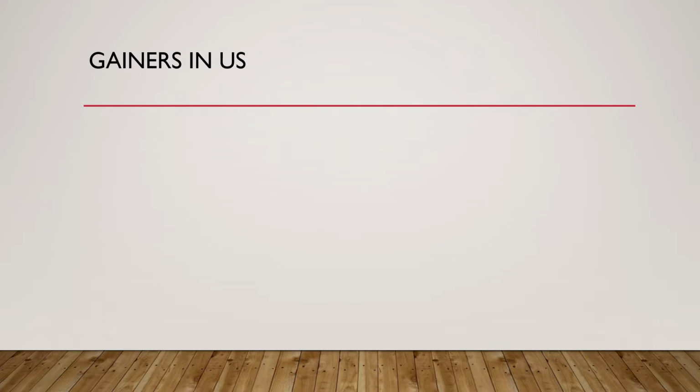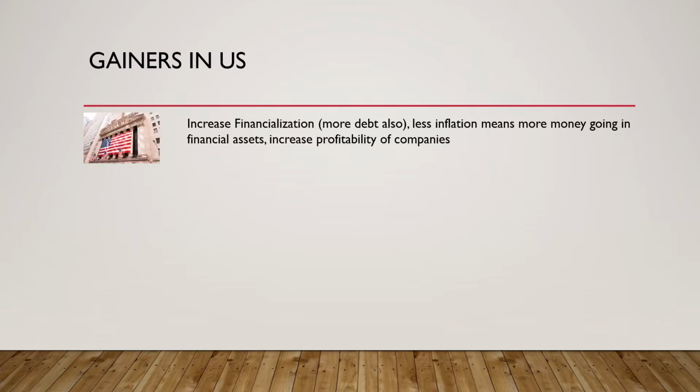So let's talk about who the gainers are and how they stack up in US. Biggest, I would say, the gainers are the financial institutions. Why do I say that? There will be increased financialization of the economy as there will be more debt in the economy. Less inflation would mean more money can go into the financial assets. Also, the productivity of the companies will increase overall because of this. And overall, there will be more companies in China as well as in US. So the nature of companies in US would change.